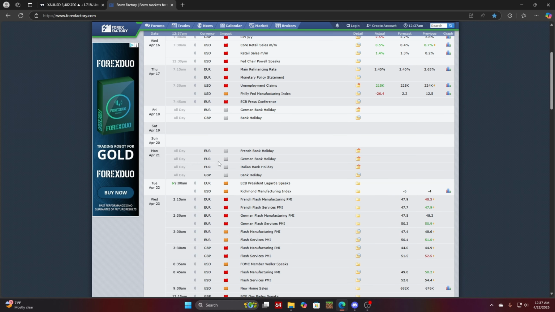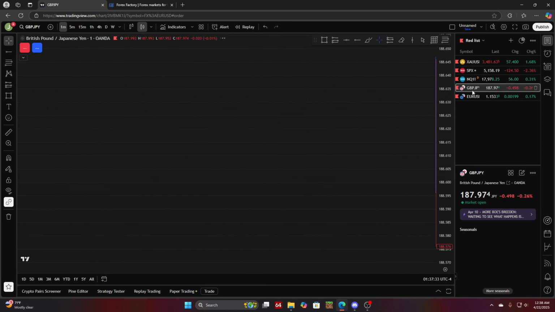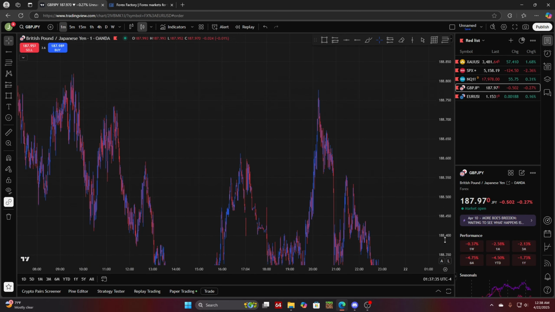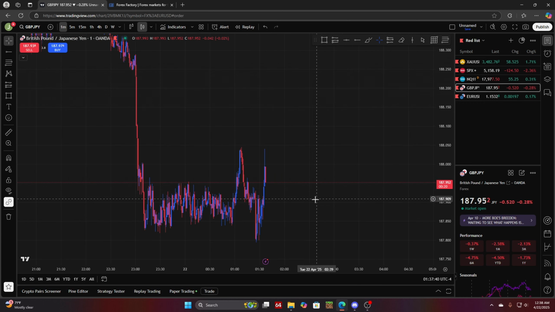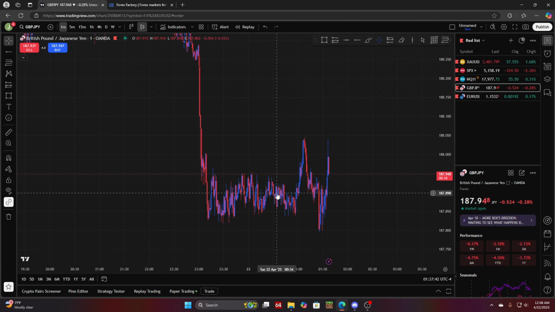As you can see, Monday the 21st, in Europe, it was a bank holiday, and GBP also a bank holiday, which means I think the market was open. I'm not quite sure, but yeah, look at this.